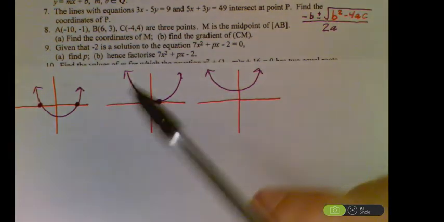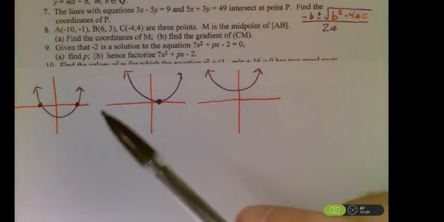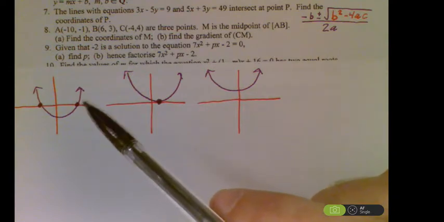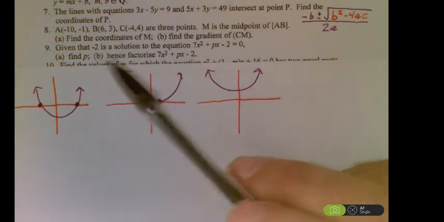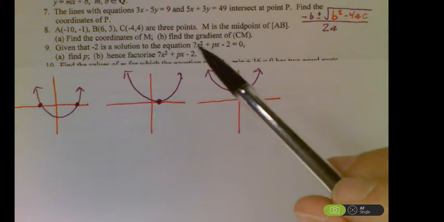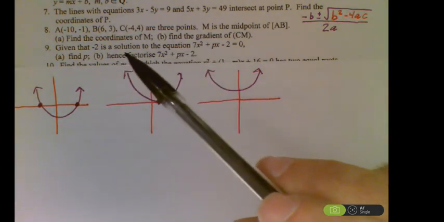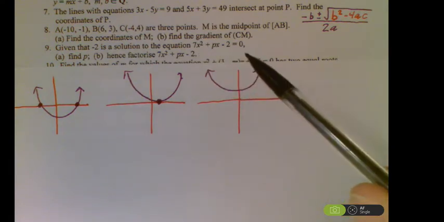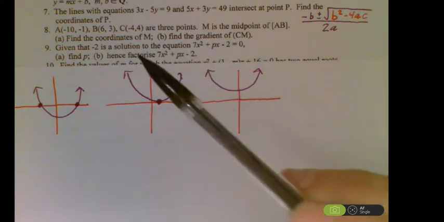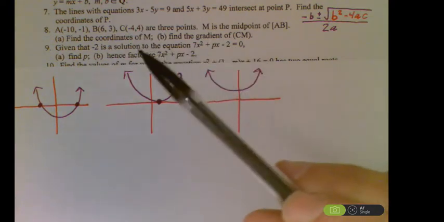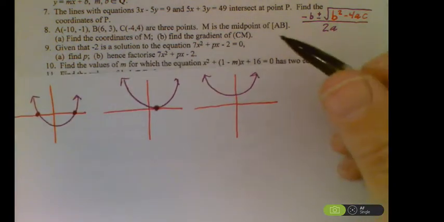Keep in mind also, as we're going to refer to here in the first question, that a solution is also an x-intercept. So that's why for number 9, part A, we can sub in a -2 for x in order to find p, because if -2 is a solution and this function equals 0, that means we're treating this as an x-intercept because y is 0. So that's why we can sub in the -2 for x and solve for p.